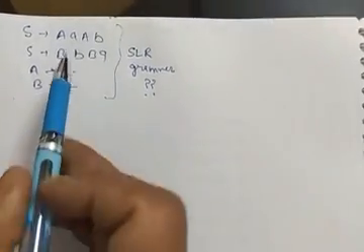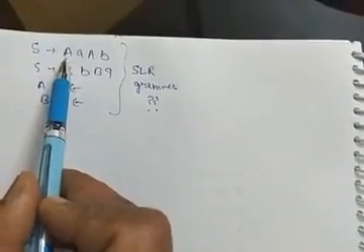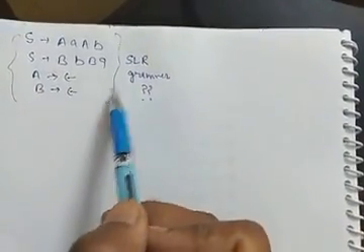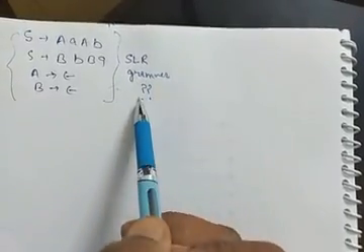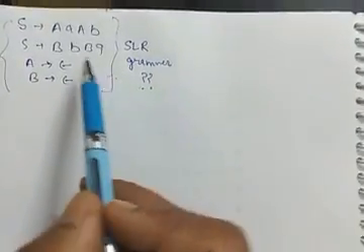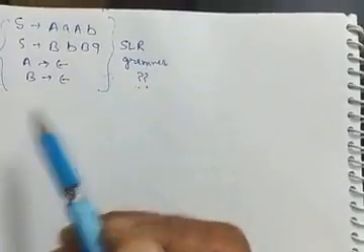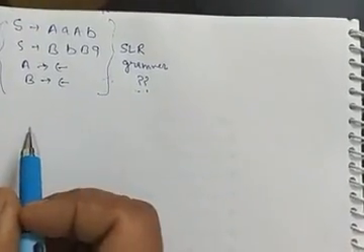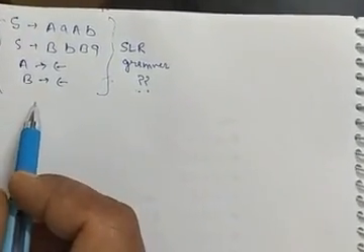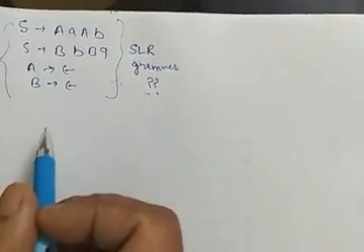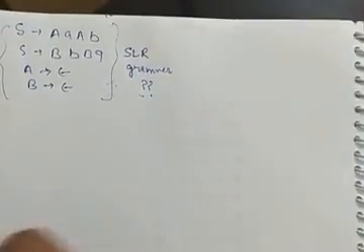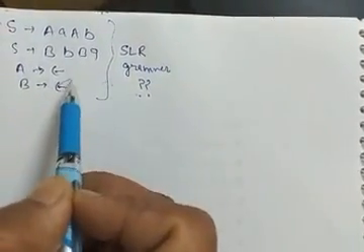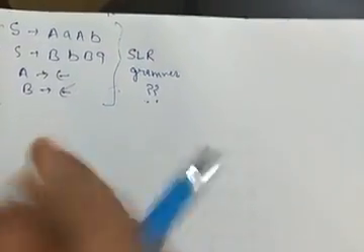Hello student, in last class I gave you a question, and you have to check whether that particular grammar is SLR grammar or not. For that I also told you that for checking whether any grammar is SLR grammar or not, firstly we will create the parsing table, and if that parsing table contains multiple entries, then it will not be a SLR grammar.